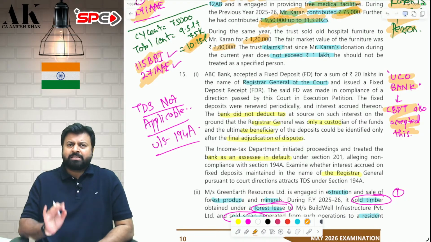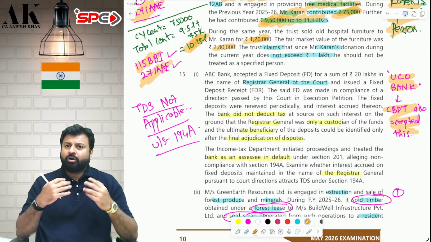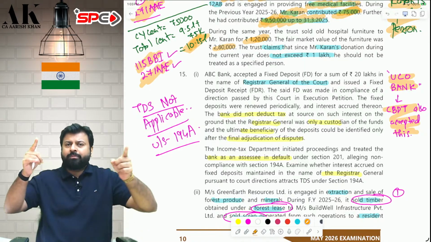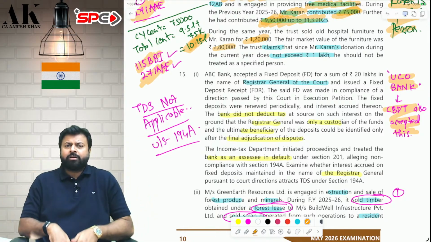So it's a well established principle now. Suppose I have gone to court and there is some case going on against me. Now the judge is saying that you have to deposit 10 lakh rupees till the time the case is not completed. So I give 10 lakh rupees as a security to the judge.